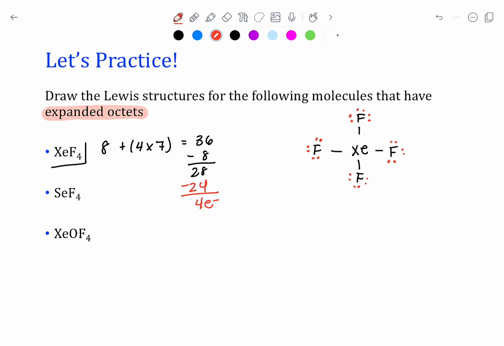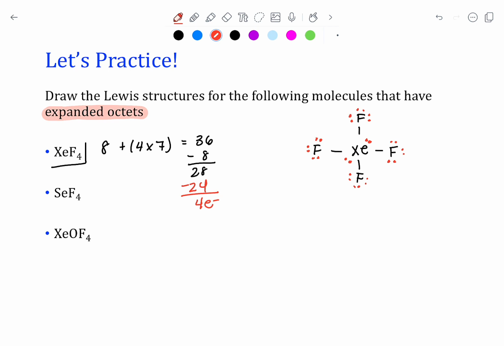Now, if we follow our rules for Lewis structures, it says to place any remaining electrons on the central atom as lone pairs. So we're going to take these 4 electrons and put them on xenon as lone pairs. Okay, so we're still following our Lewis structure guidelines, no different for these exceptions to our octets. We're still following those guidelines.